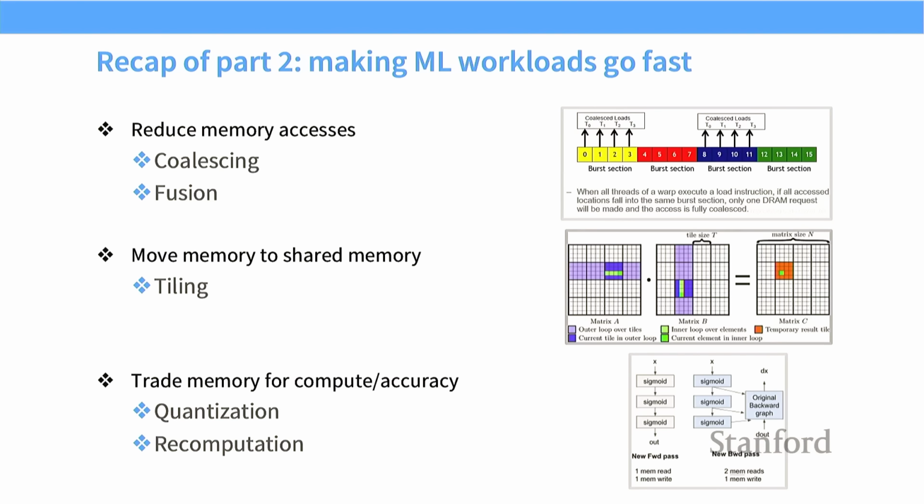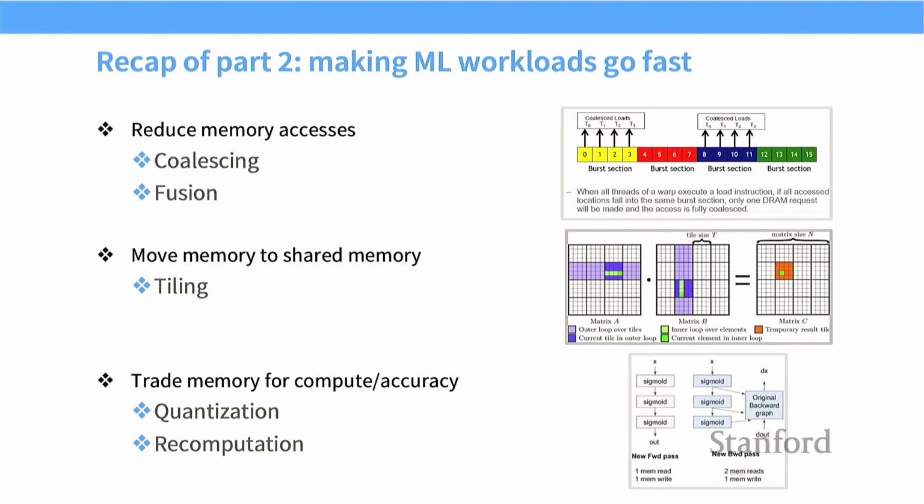So what were the tricks, right? Key ideas here. First one is you've got to reduce the amount of memory accesses. There's lots of ways to do it. You can do coalescing, so that you can reuse reads that you're getting for free. You can do fusion, so that you can fuse multiple operations together and avoid unnecessary reads and writes. You can move memory to shared memory, so even if you're going to do reads, they're going to be from much faster memory. And that's going to be the tiling tricks that you can do.